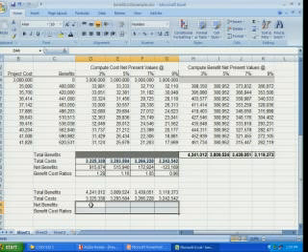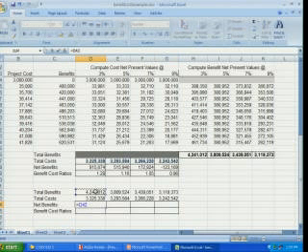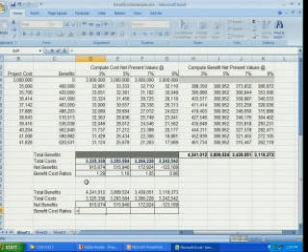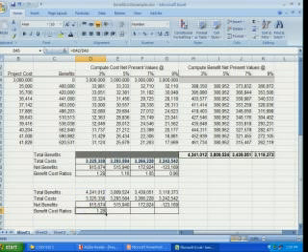Delete. So net benefits are going to be benefits minus costs, and that's exactly the same as what we had before. And the benefit cost ratio is going to be the benefits divided by the costs, and that's going to be exactly the same as we had before. And voila, we got our work done.